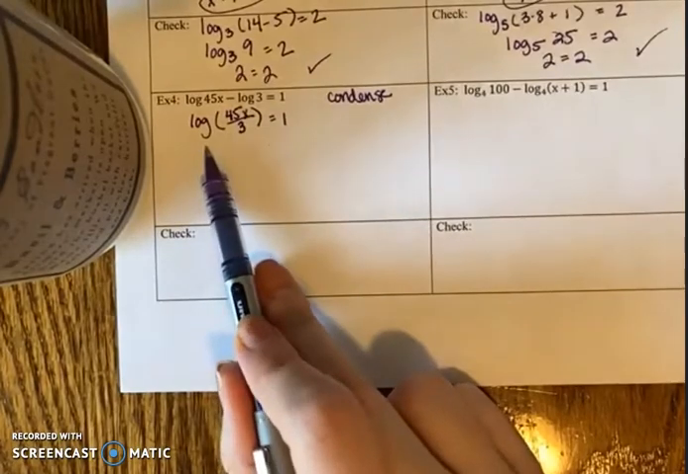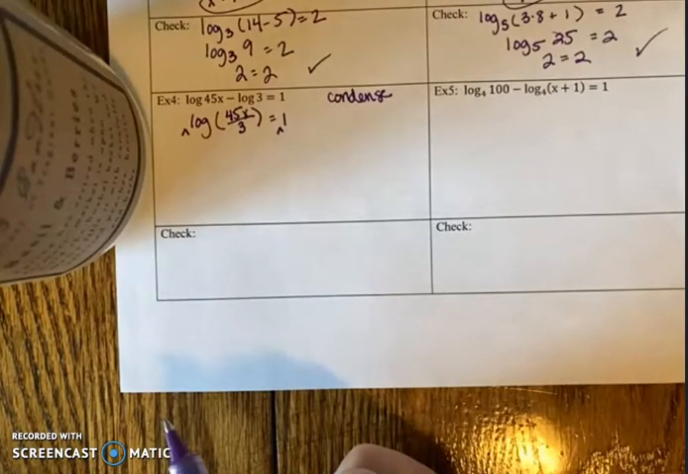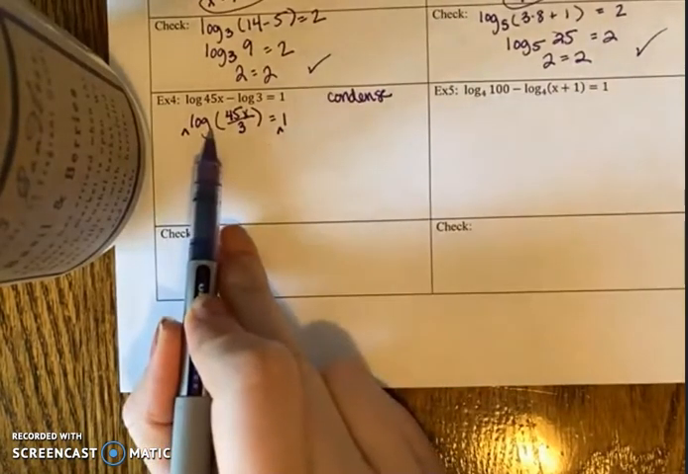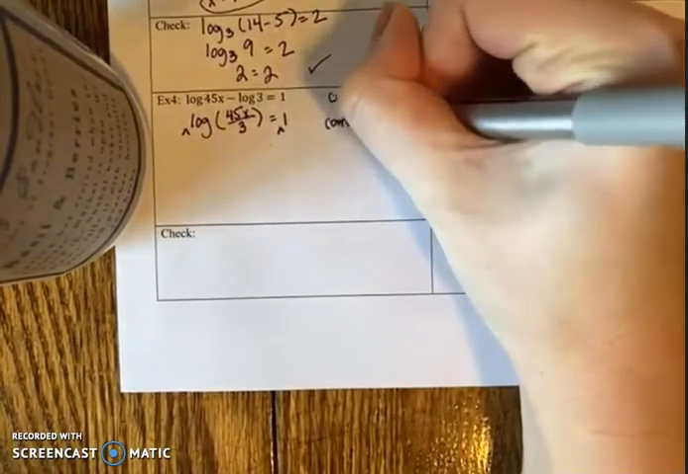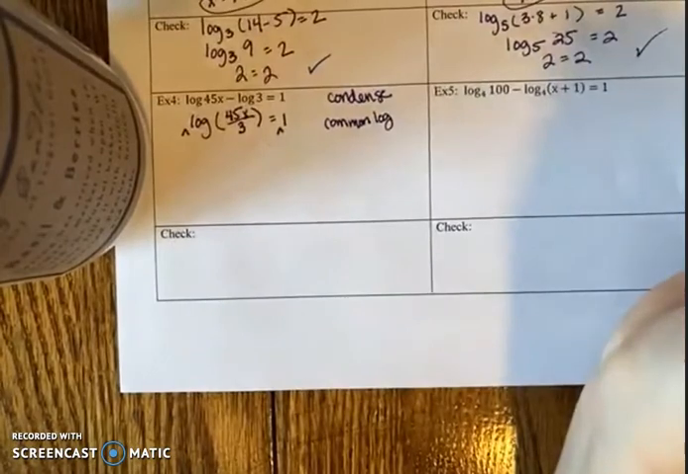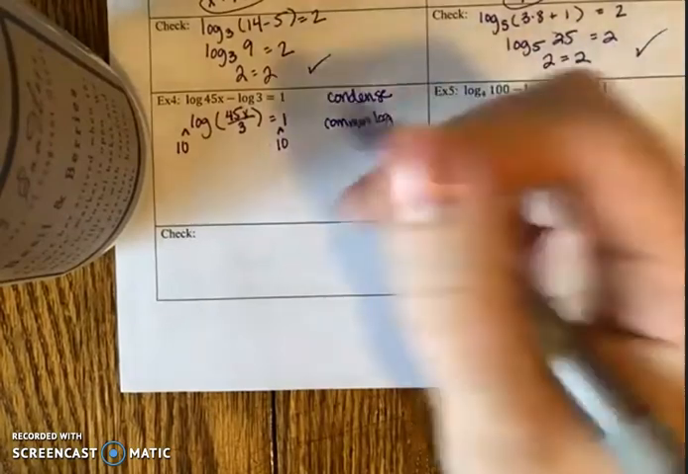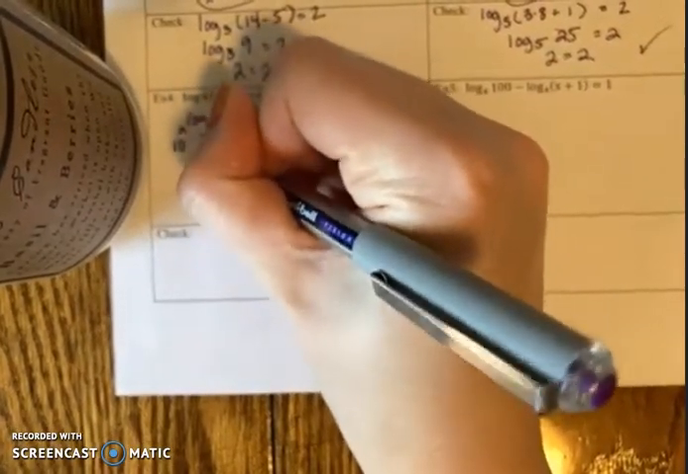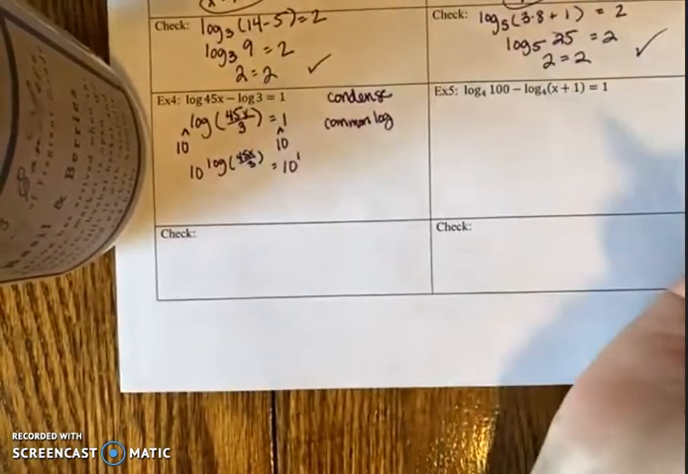Now that I have one logarithm, I can exponentiate each side. And remember, the base of the exponent needs to be the same as the base of the logarithm. There is no base explicitly listed here, so it's understood to be the common logarithm, and a common logarithm has a base of 10. So I have 10 to the log of 4x over 3 equals 10 to the first power.